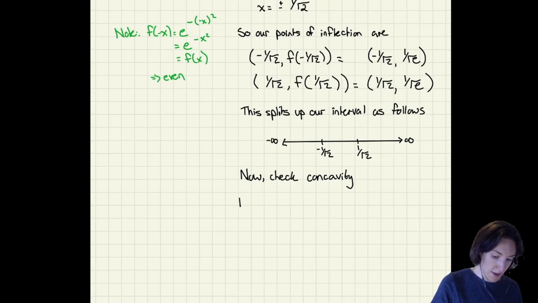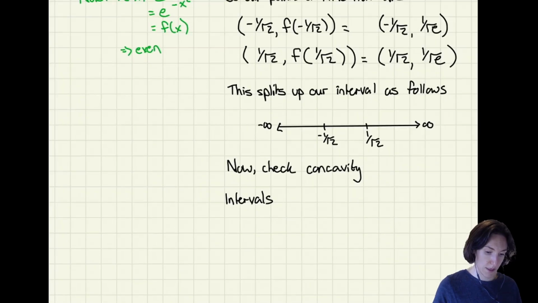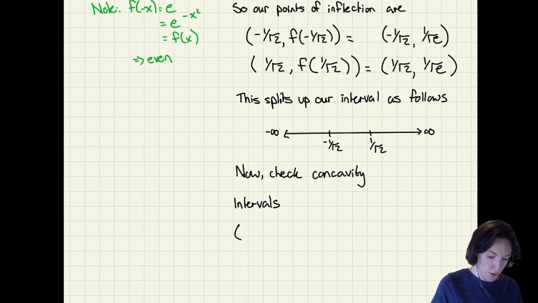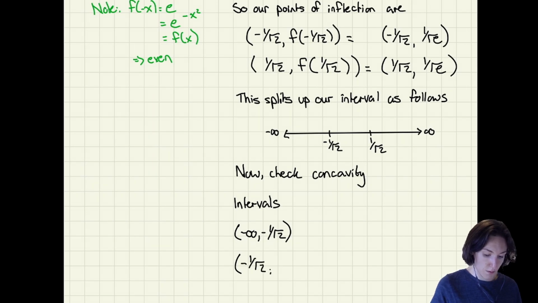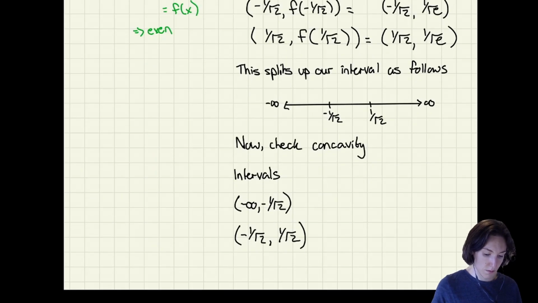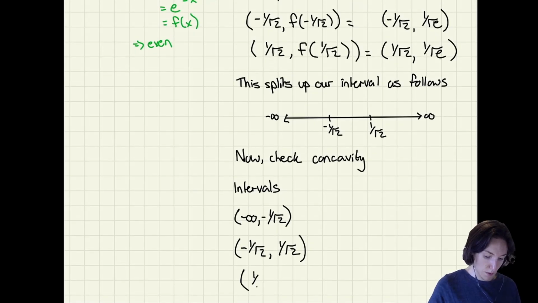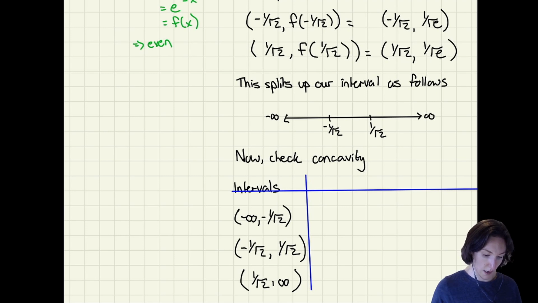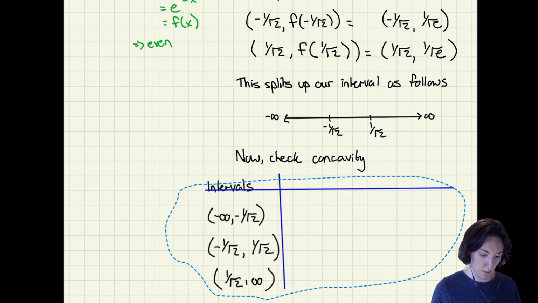All right, so we're going to have 2 intervals. I'm going to zoom in a tiny bit. We're going to have intervals negative infinity to negative 1 over root 2, and then negative 1 over root 2 to 1 over root 2, and then 1 over root 2 to infinity. You can already see myself running out of room. I'm going to move this over a tiny bit.